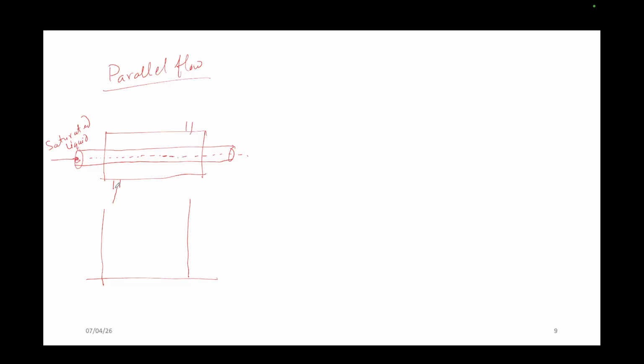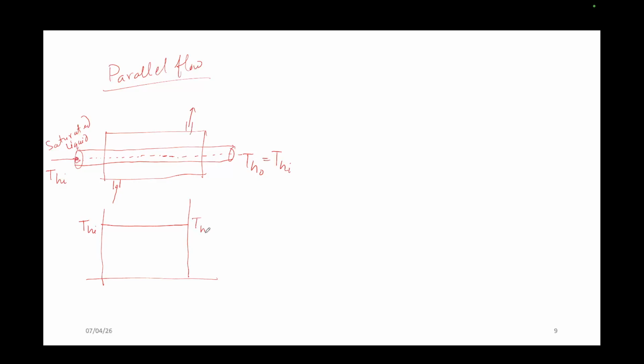So if a cold fluid comes in this way and moves out this way, this is THI, this is THO. So in that case THI and THO should be equal, right? Because this is the boiling point now.